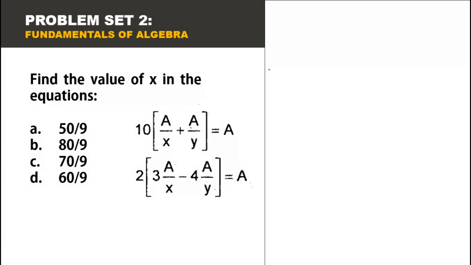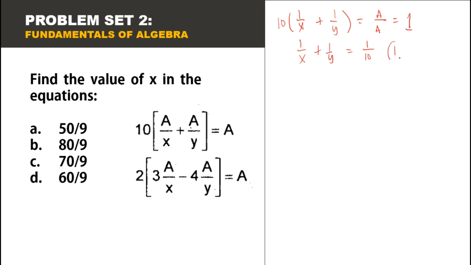Find the value of x in the equations. We have 10 times (1 over x plus 1 over y) that is equal to a over a. So we divide a to both sides. So this is equal to 1. So we divide 10 both sides. We have 1 over x plus 1 over y, that is equal to 1/10.